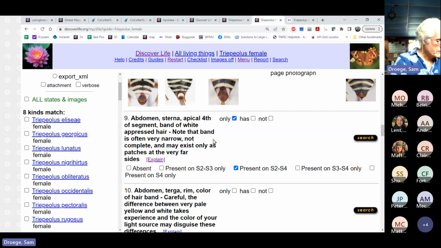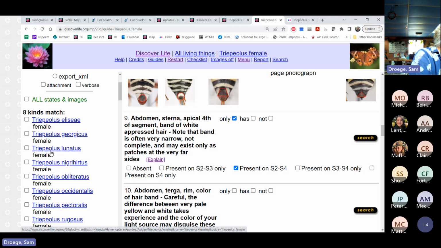So let me see if I can pull out lunatus. I'll do lunatus because lunatus is perhaps the most common species. I'm trying to carefully pull these out. Other than remigatus, if you're hanging out in agricultural fields with pumpkins, it is perhaps the most common species.